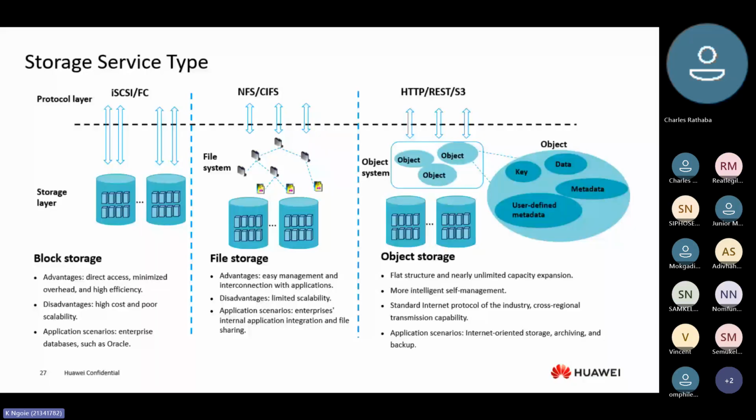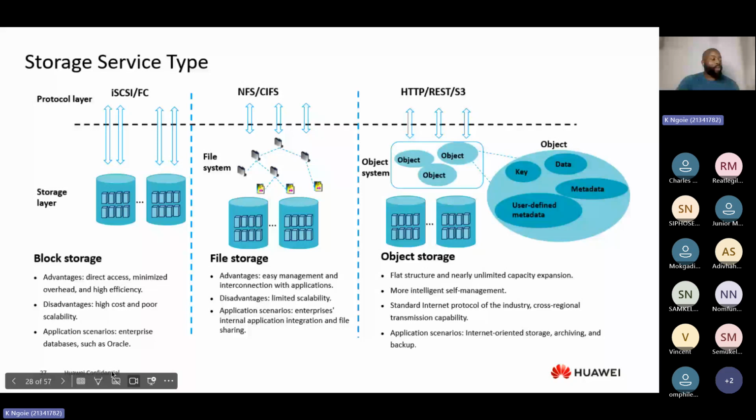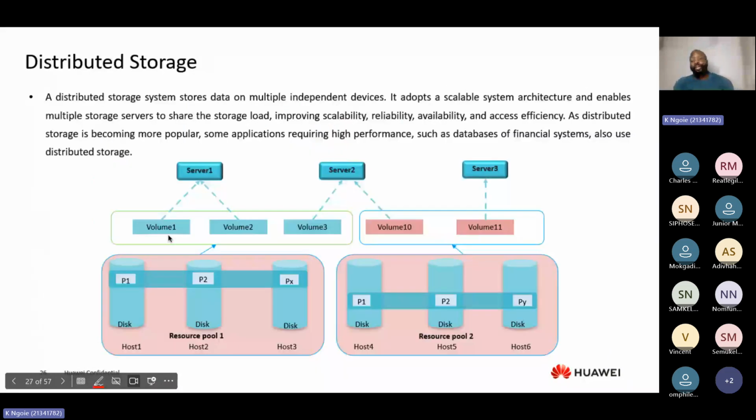Object storage, and the block storage was basically a very simple storage type, which is used in certain scenarios such as enterprise databases. Some of the advantages of that was the direct access to the data. But as well, when we talk about these advantages, we've mentioned the high cost and poor scalability. That means that we can't have this type of storage in a very big enterprise.